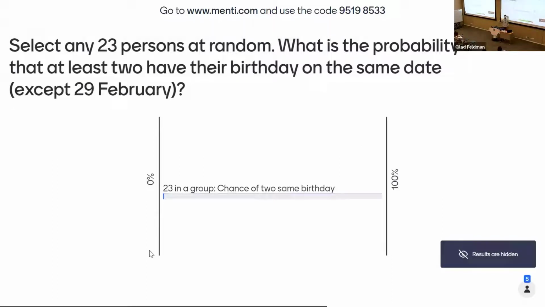I think some of you perhaps know this question. Assuming that we had 23 people in this class, so let's take any 23 people at random. What is the probability that in a class of 23, you have at least 2 people that have the same birthday on the same date? So give your estimation of what is the percentage, what is the likelihood of this happening, of 2 people having the same birthday in a class of 23 people.